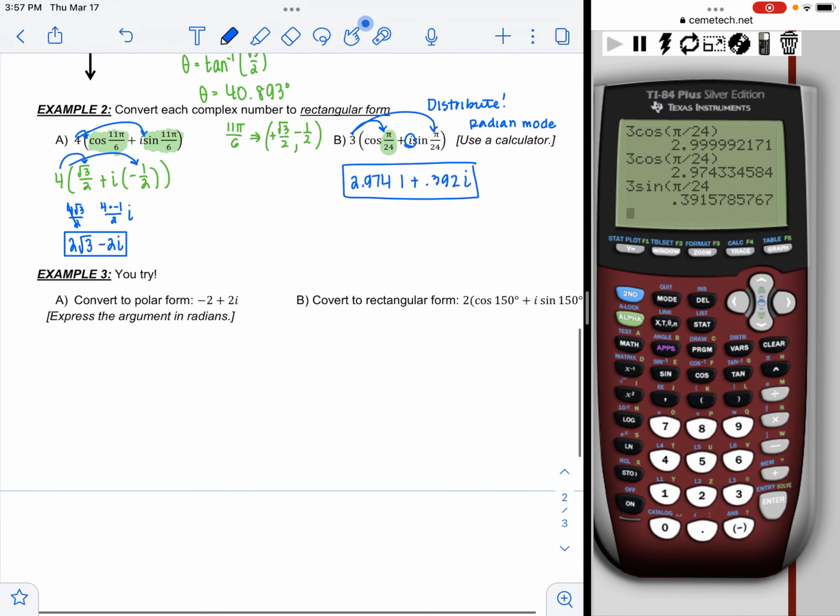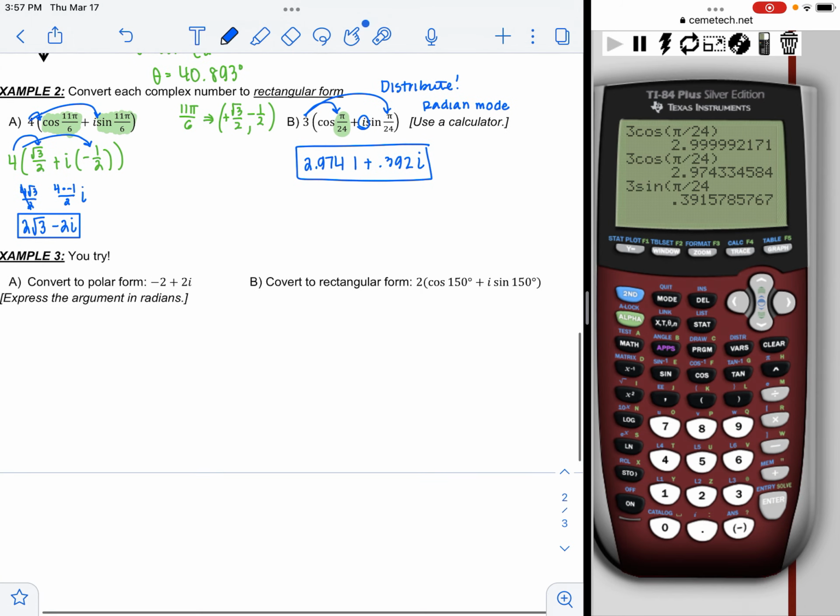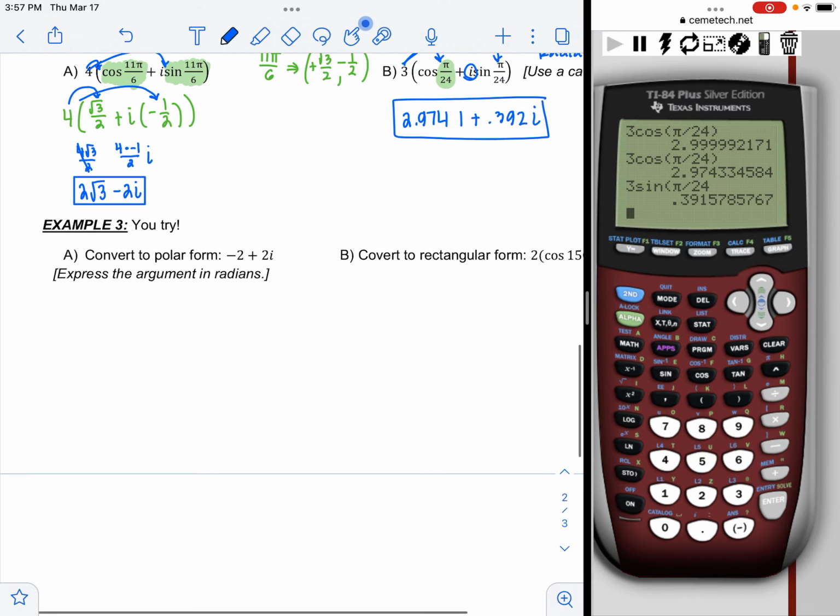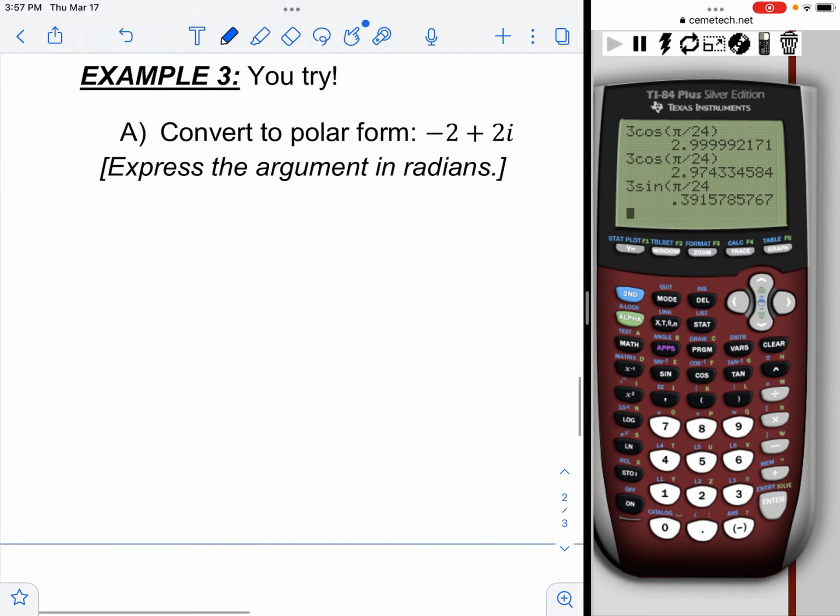Okay, so the last two are your tries. You can do them in either order, and I'll do the first one in case you're doing them in the right order. All right, pause the video, try it on your own.